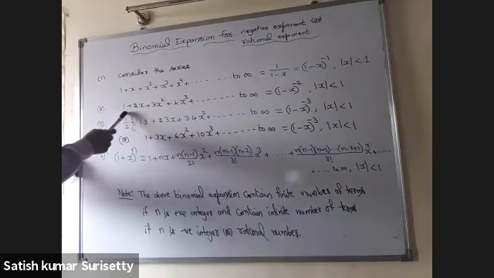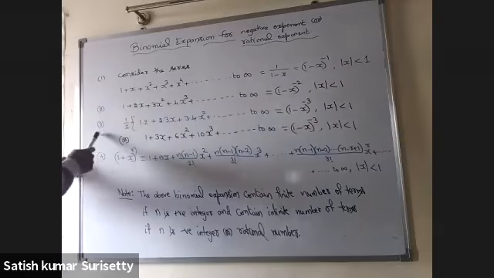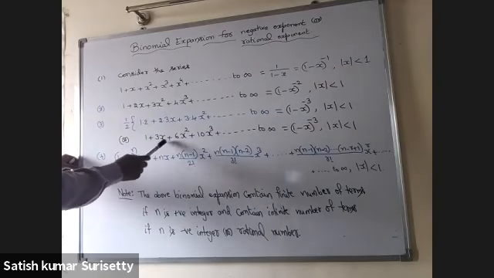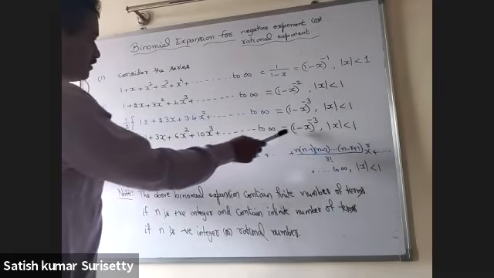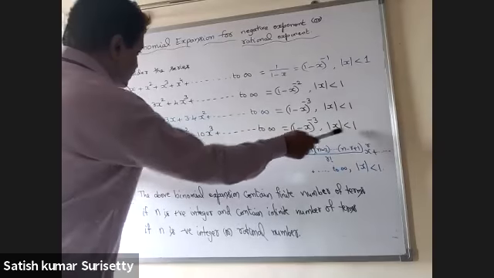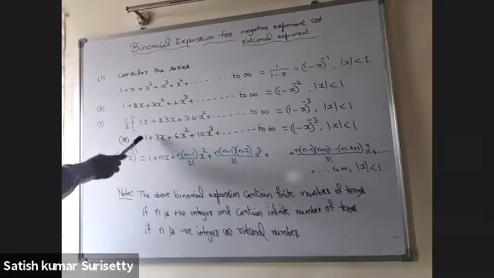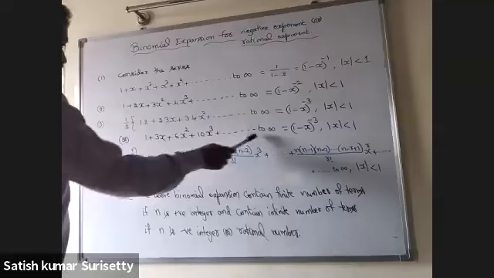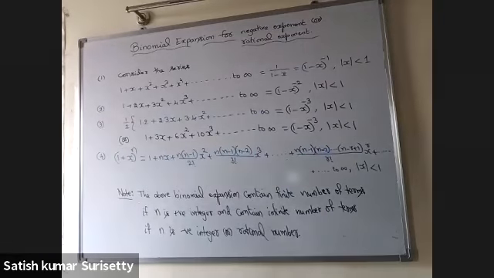Now if you again differentiate with respect to x, then you will get one more. Here 1 plus 3x plus 6x square plus 10x cube and so on equals (1 minus x) to the power of minus 3, modulus of x less than 1. Now here the coefficients 1, 3, 6, 10 are called triangular numbers.